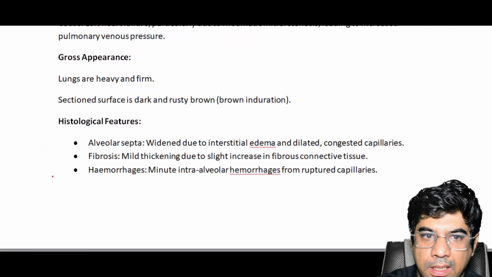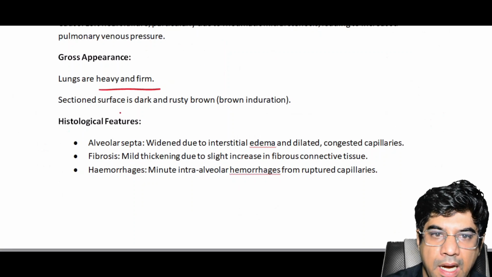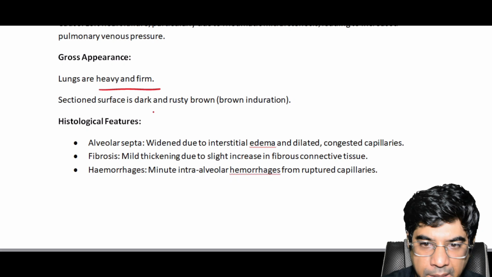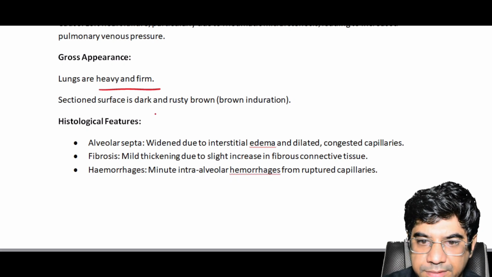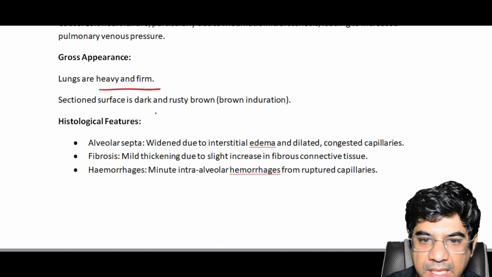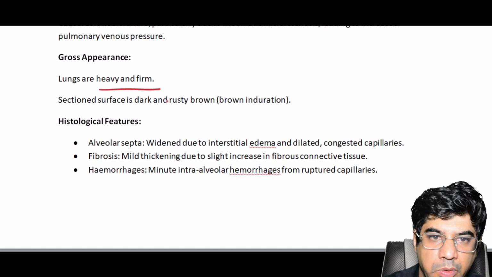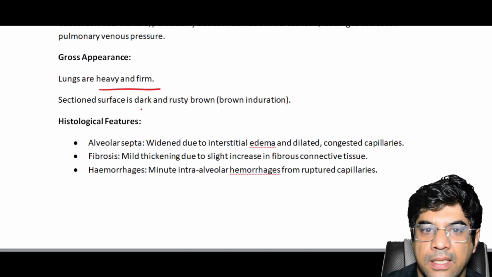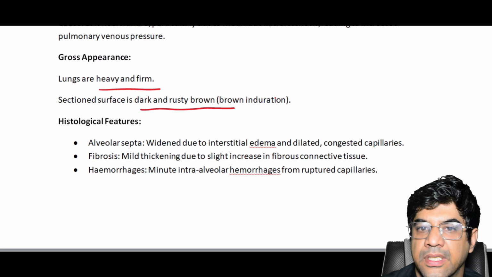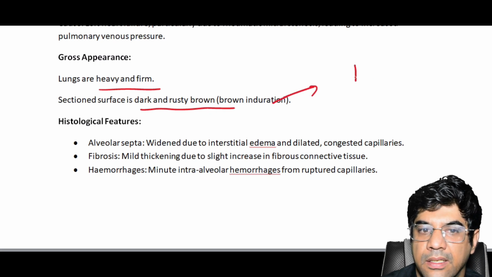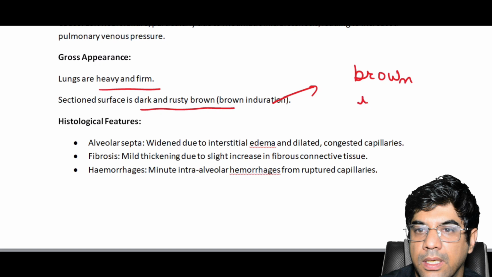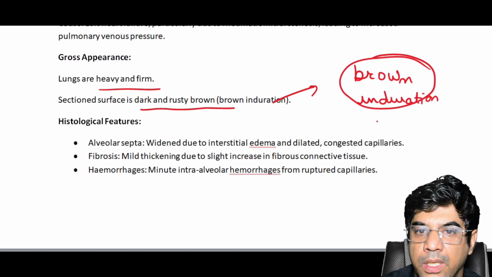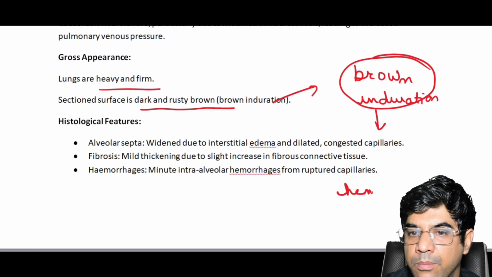So when you examine, the lungs would be firm and heavy. There would be a rusty brown color. The lungs feel firm to palpation. That means they have increased density and stiffness due to the congestion. On sectioning the lung, the cut surface appears dark and rusty brown. That discoloration is known as brown induration.